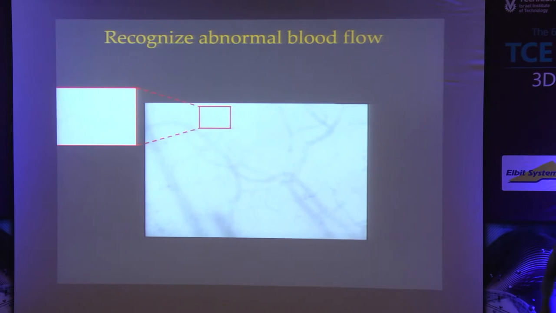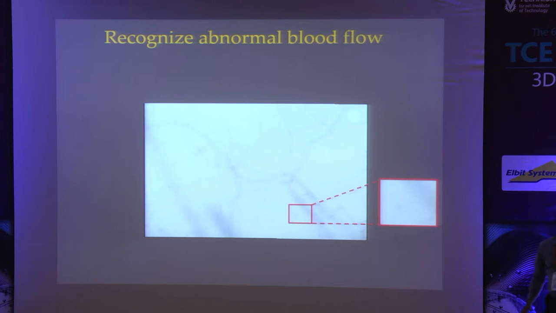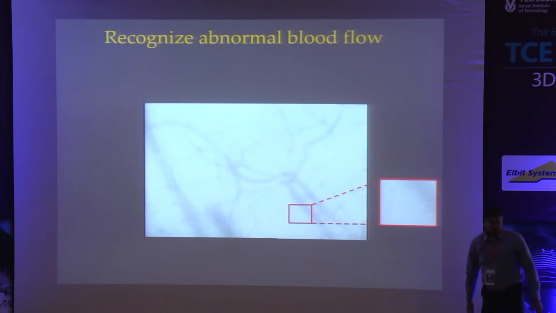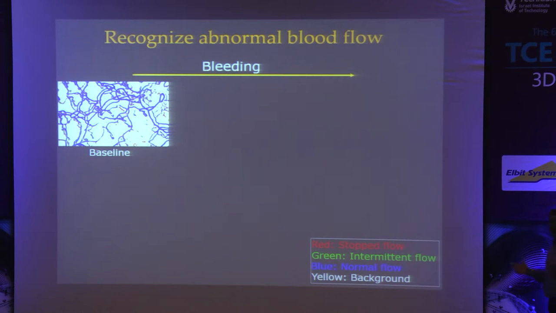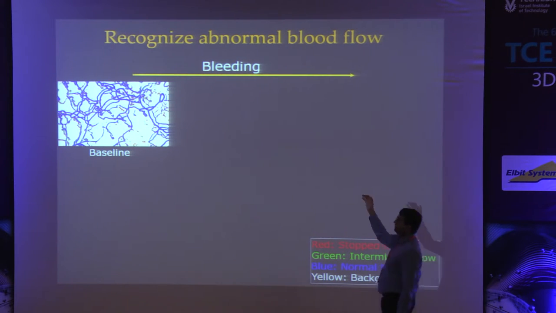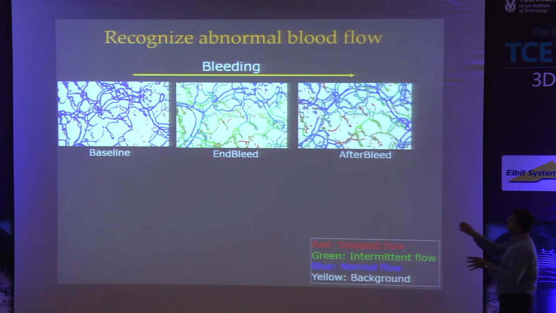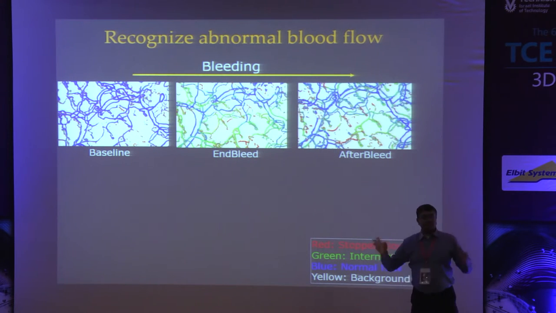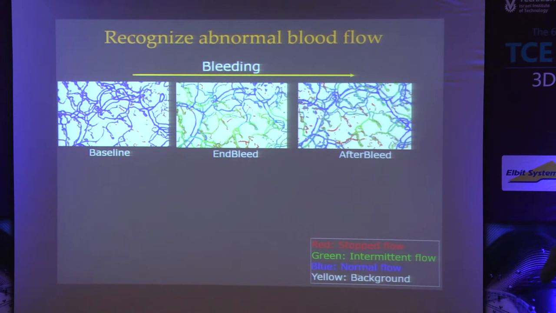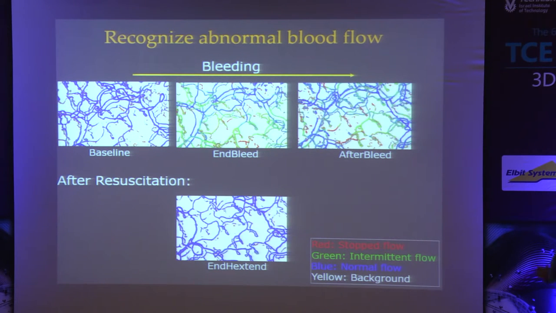And of course, here's another example where there is almost no flow. In fact, there's no flow, right? You don't see anything. So you can write a classifier that basically looks at this video. Blue means there's a lot of flow. Green means there's stop and go flow. And red means no flow. As you start bleeding, you'll start seeing more and more green, more and more red. And after you resuscitate, suddenly it's back to blue. That means the pig recovered.